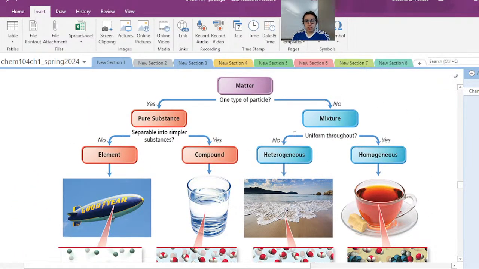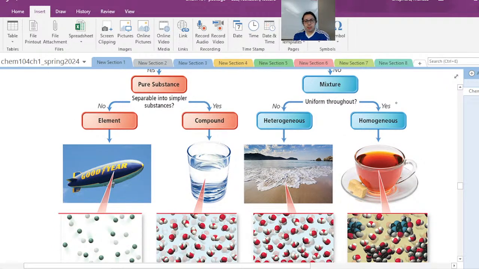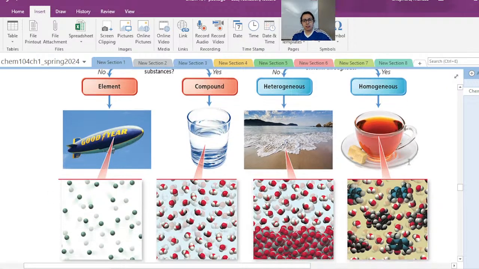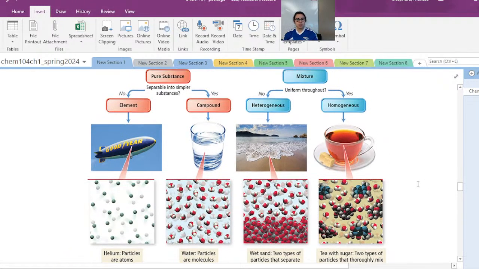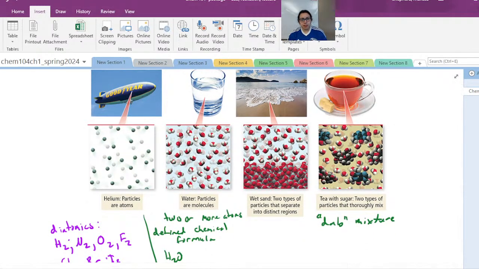For our mixtures, all we have to determine is whether it's heterogeneous or homogeneous. The way to think about it is: is the first bite the same as the last? If that's true, it's homogeneous. So now I'll put in there, dab mixture. That should be homogeneous, although now we're really going to get into it.